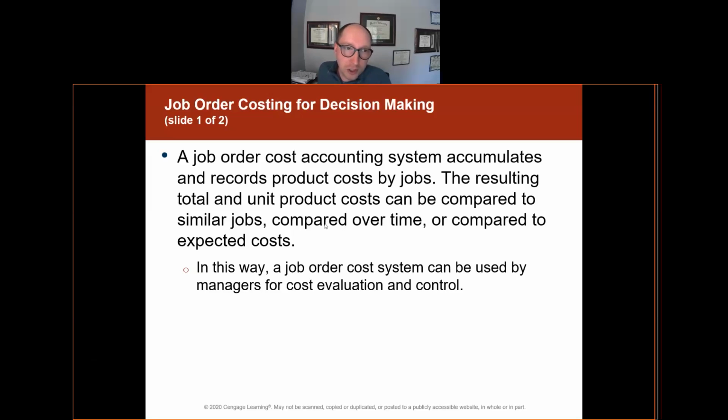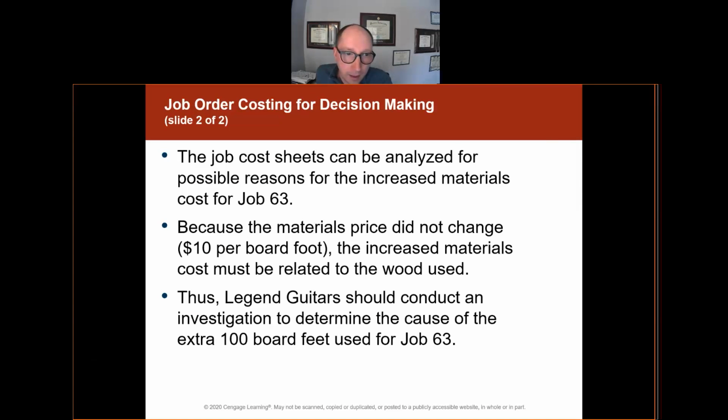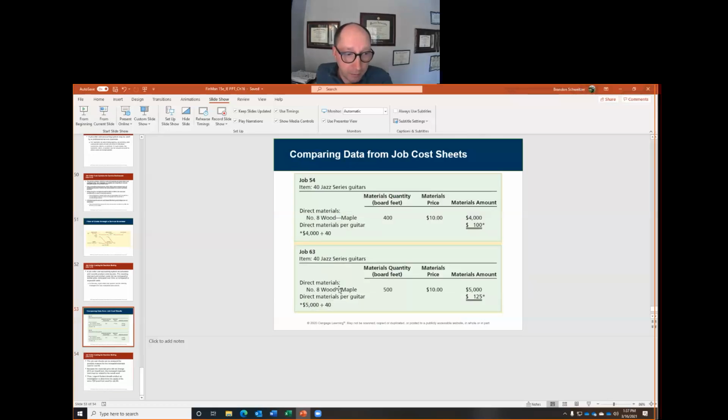Job order cost systems accumulate records over time based on each job, resulting in total unit costs compared to similar jobs. And this helps management to compare similar jobs to identify changes in costs among things like direct materials, direct labor, and factory overhead. And that's it. We're done.